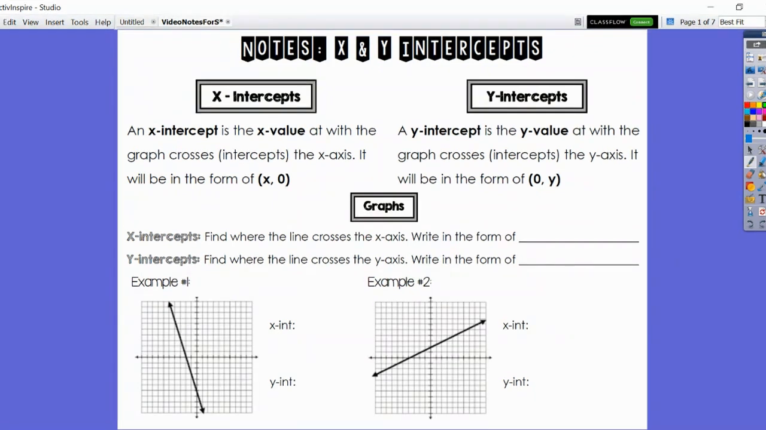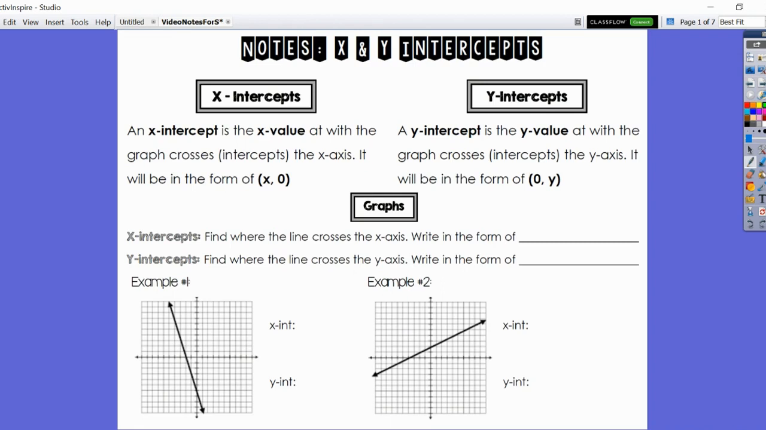An x-intercept is going to be the x value at which the graph crosses or intercepts the x-axis. It will always be in the form of x comma 0 written as a point. For the y-intercept, it's going to be the y value at which the graph crosses the y-axis. It will be in the form of 0 comma y written as a point again.